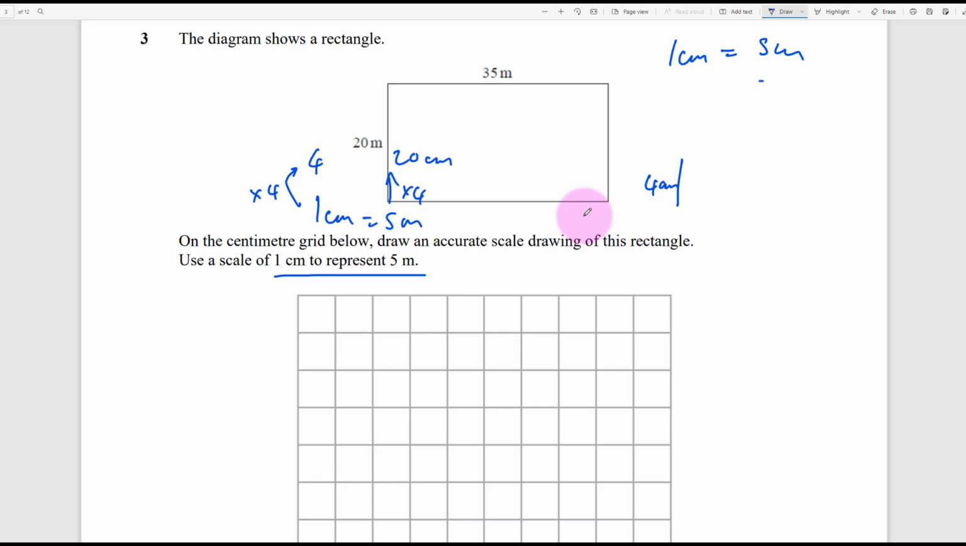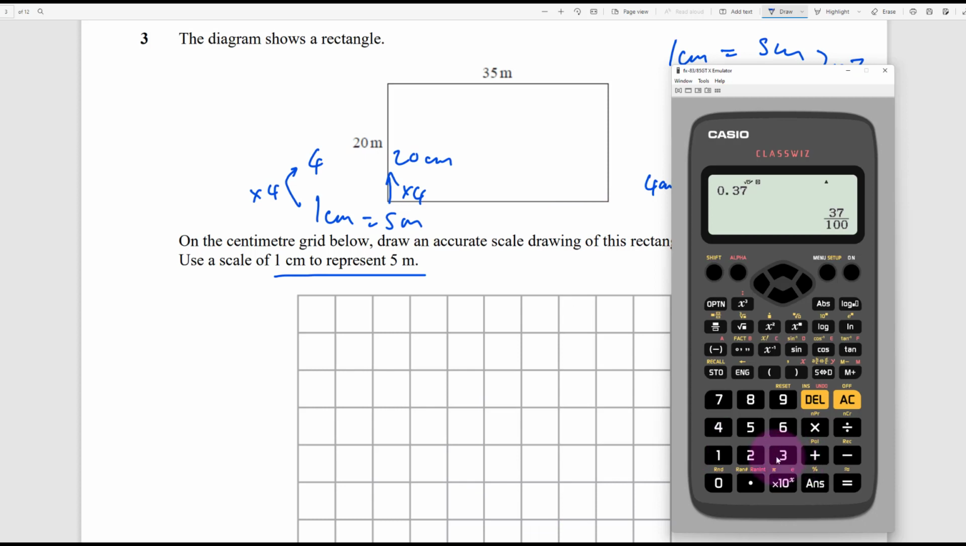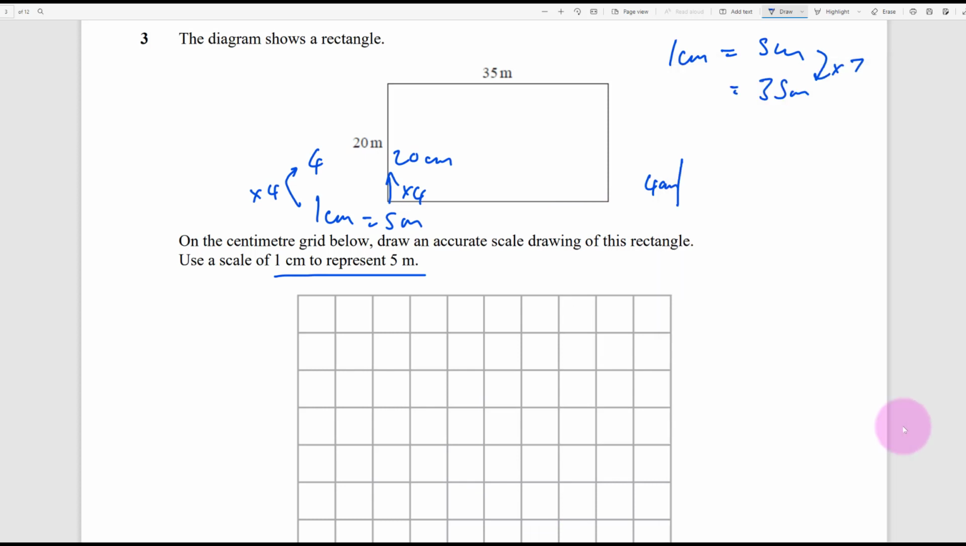So how are we going to get to 35? 5 times 7 is 35. Now if you're ever unsure, just use your calculator. We've got 35 divided by 5 is 7. So we need to times by 7. So that means this is 7. Because we times that by 7, we need to make 4 centimetres by 7 centimetres to do that to scale.